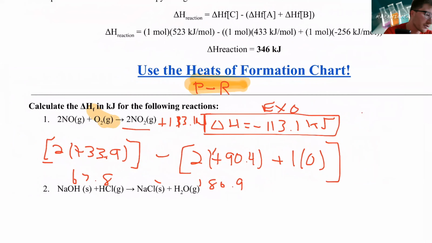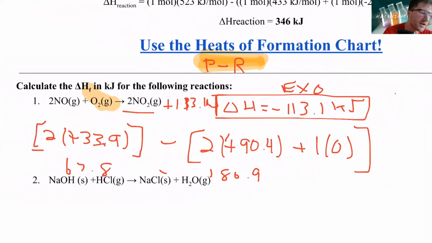Okay, so I went through that first example with you. Hopefully that makes pretty good sense. The only thing here is I do not want you mistaking bond energy and heat of formation. The two are different, and we have different processes for those.